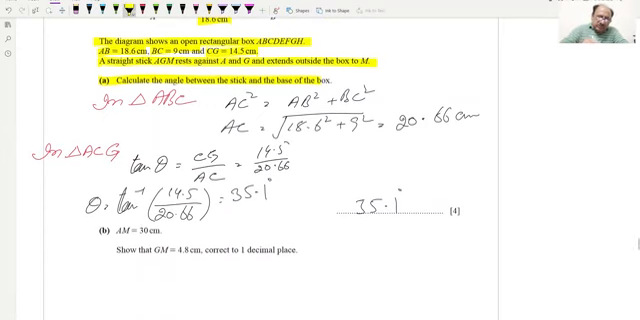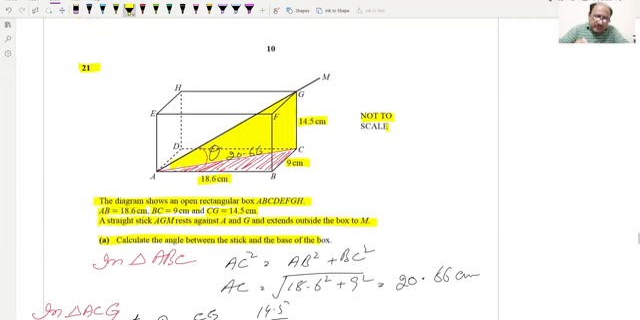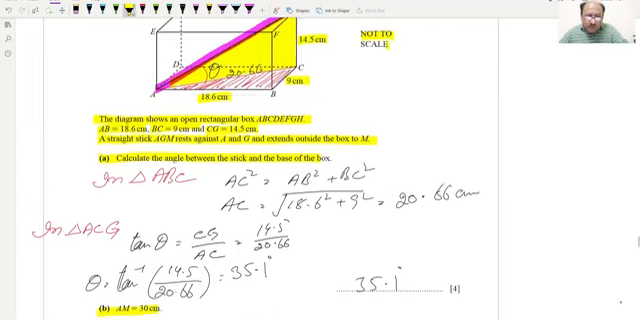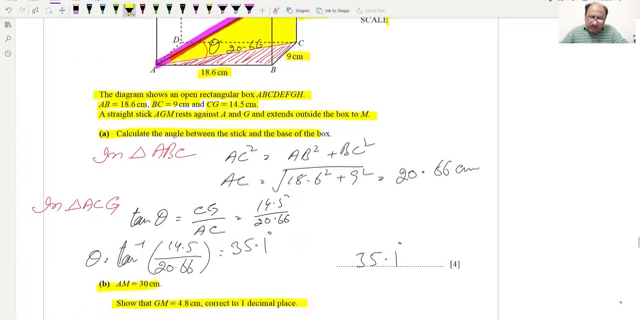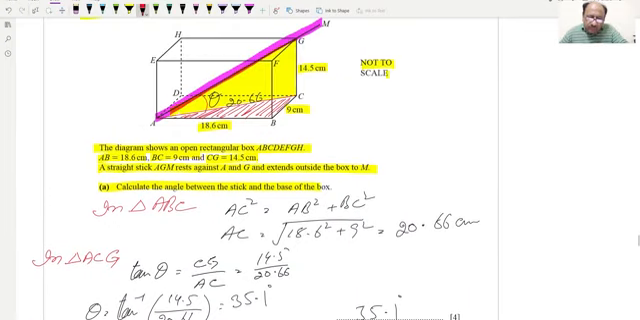And next, AM is equal to 30. AM is equal to 30. So the complete length AM, which is basically this one, is 30, and they are saying show that GM is equal to 4.8, correct to 1 decimal place. So we find AG in the same triangle ACG. In triangle ACG, we will apply Pythagoras theorem.